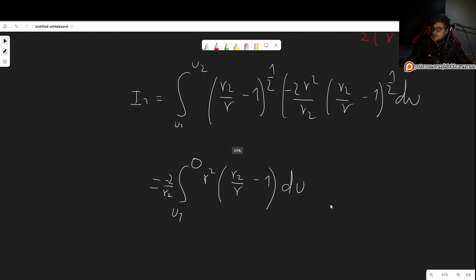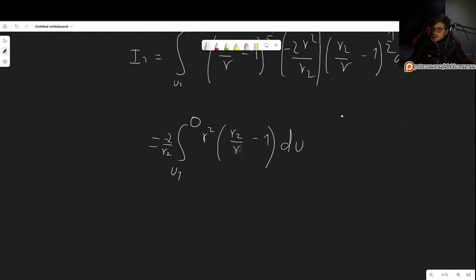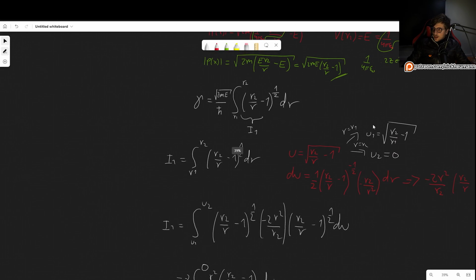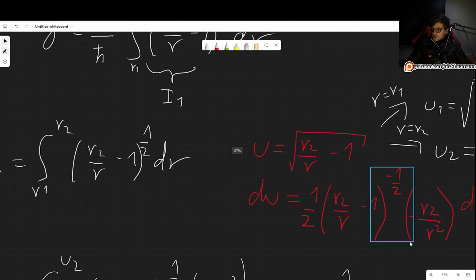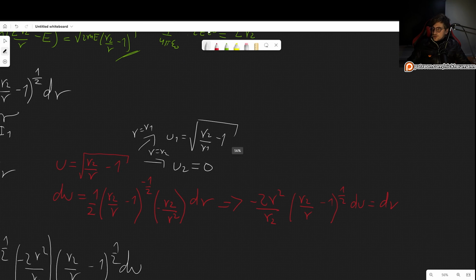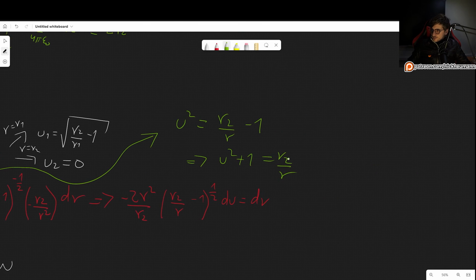Okay, so we are making a lot of progress, and I just realized there's no parentheses there. Okay, now let's plug in r, because we still need to get rid of it. So r, we can find it from there. So let's do it perhaps to the side. So if u is this, then u squared is r2 over r minus 1, right? This is from here. And thus u squared plus 1 is equal to r2 over r, and for that reason, r is r2 divided by u squared plus 1.